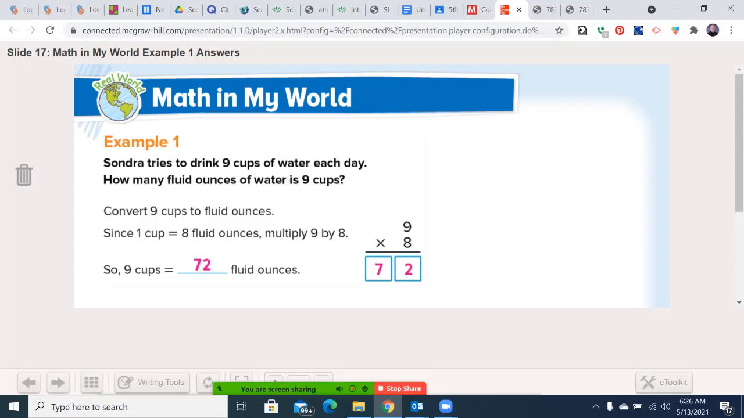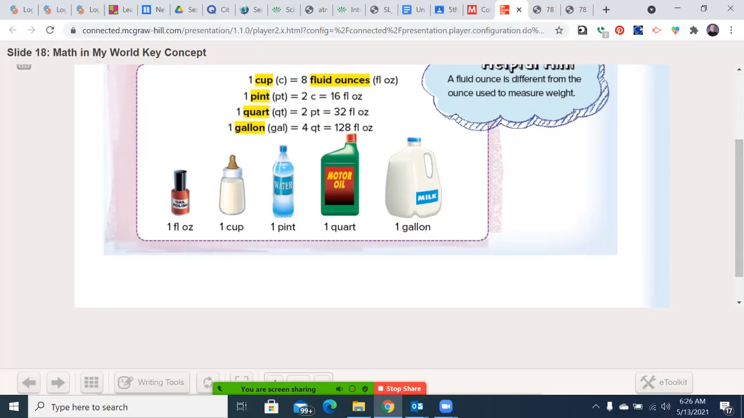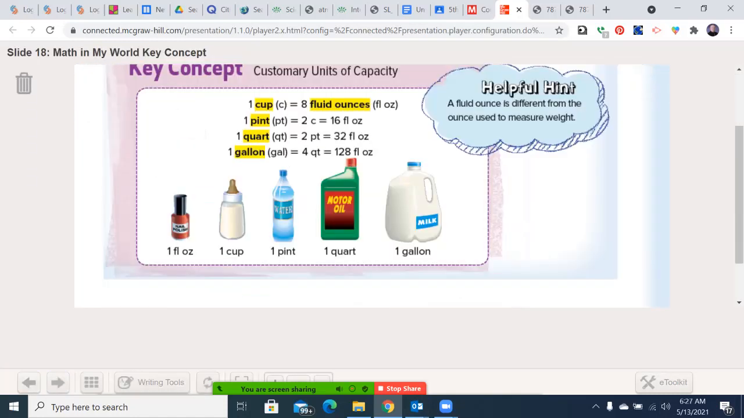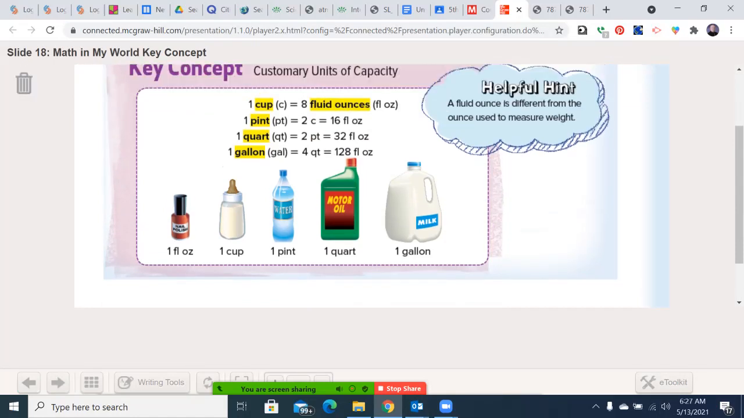I'm going to move forward. Again, you see this key concept. This is also in your paper packet. And a helpful hint, a fluid ounce is different from the ounce used to measure weight. So I'm going to back up here a second so you can see an equivalent. This little nail polish is about a fluid ounce. A cup is this baby bottle, which is 8 fluid ounces. Here's a pint of water, a quart of oil, and a gallon of milk. Gives you a little bit of an idea.